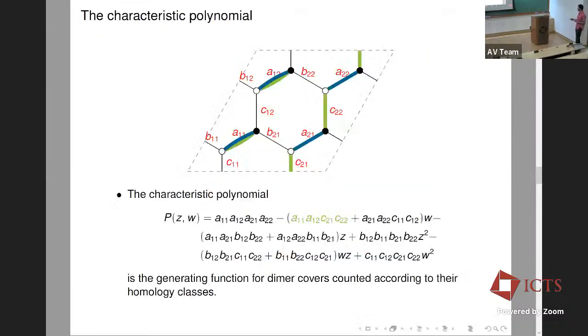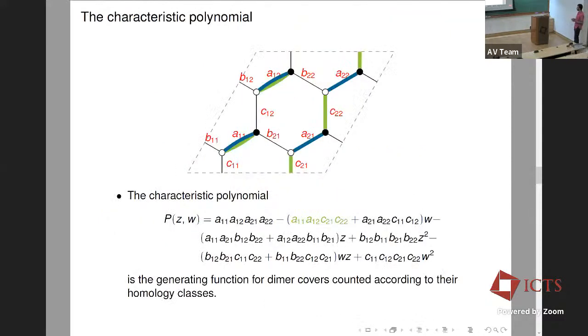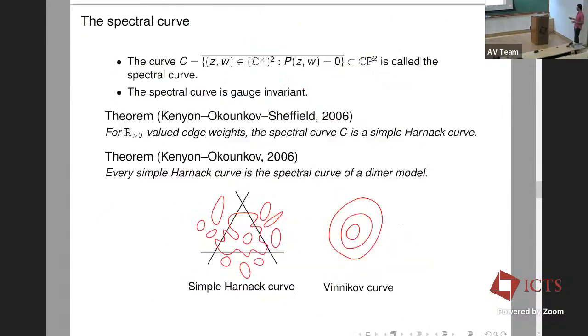And notice that the construction of the Kasteleyn matrix required choosing edge weights. Also, the characteristic polynomial depends on edge weights, but the spectral curve is something that is actually gauge invariant, because if you do gauge transformations, then you're multiplying the weight of every dimer cover by a constant. So the vanishing locus of this polynomial is still the same. So you do get a gauge invariant object at the end, although the process you took to get there was not gauge invariant.